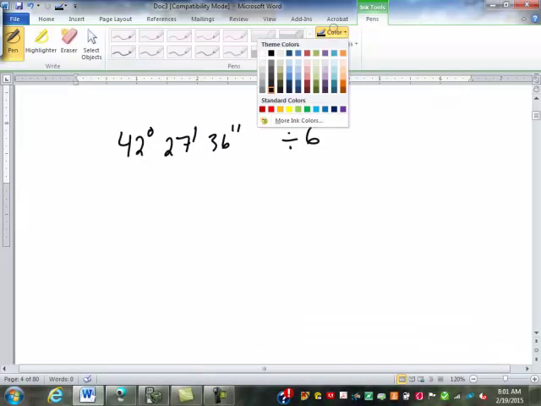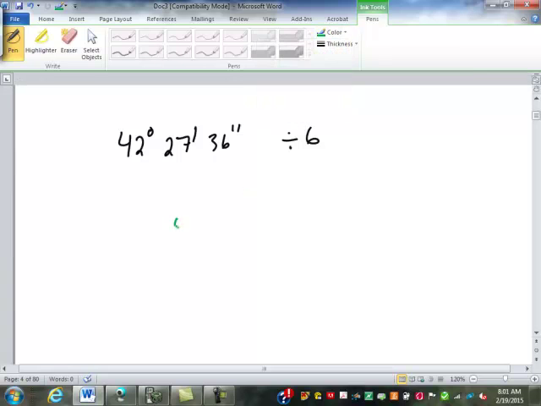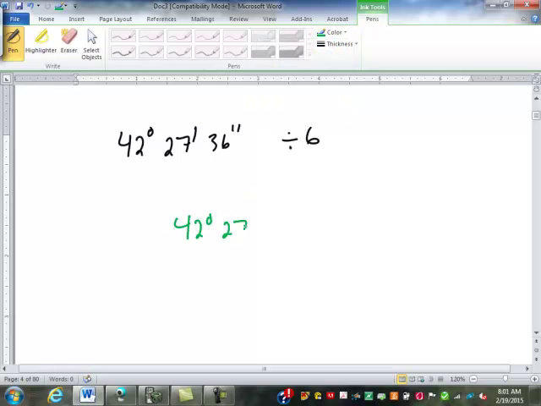So let's take a peek at this thing. We've got 42 degrees, 27 minutes, 36 seconds. And that's one thing. If you're trying to punch it in the calculator, it'll probably spit it back out in decimal degrees. You've got to convert it. Yeah, I got 42.46. Well, that's the original number. It didn't divide it. Sounds a little more correct, closer.